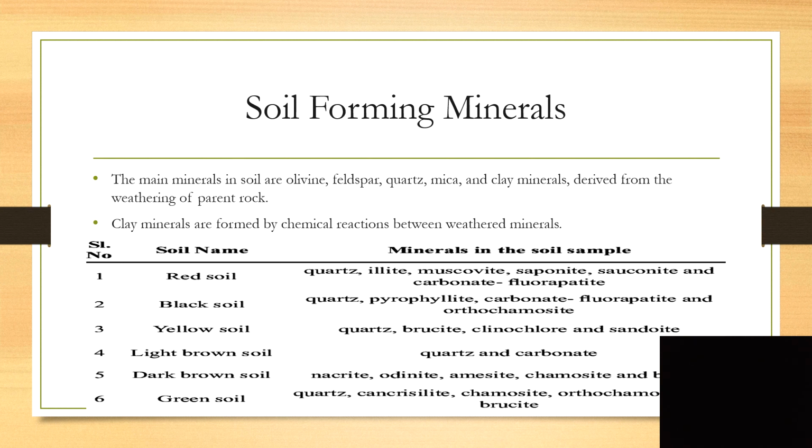So here I have given some examples of soil. What are the constituents of that soil? So here you can see the red soil. It's a constituent of quartz, illite, muscovite, saponite, sauconite, and carbonate fluorapatite. So likewise, you can see all the examples for your reference.